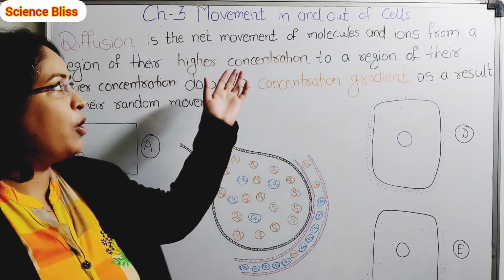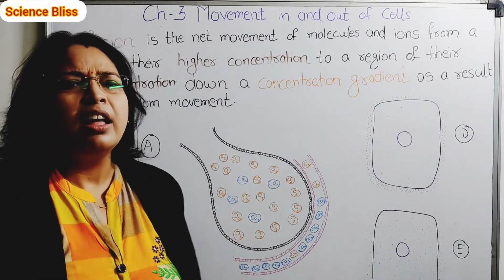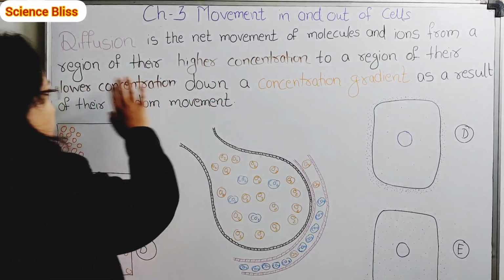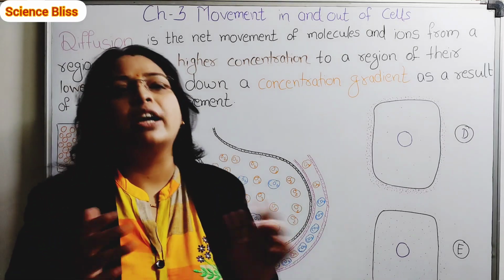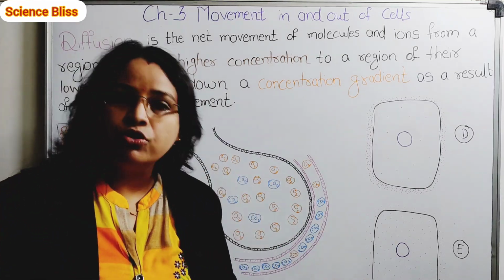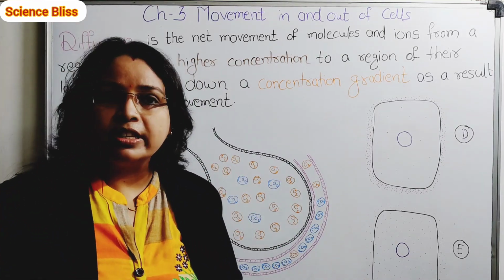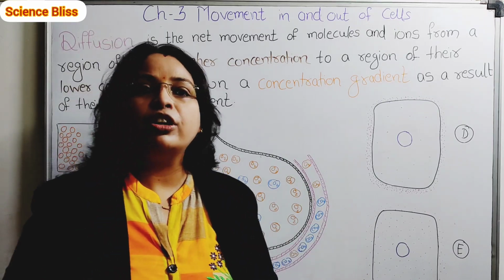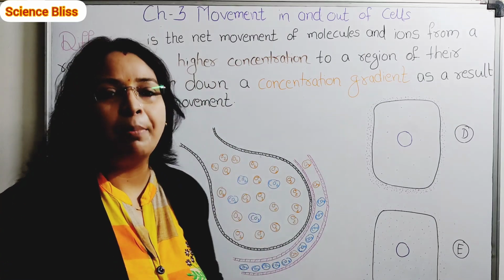Today we are going to talk about movement in and out of the cell. There are various types of movement made by ions and molecules inside and outside of the cell. That includes diffusion, osmosis, and also active and passive transport. So we are going to discuss these things in our upcoming series.